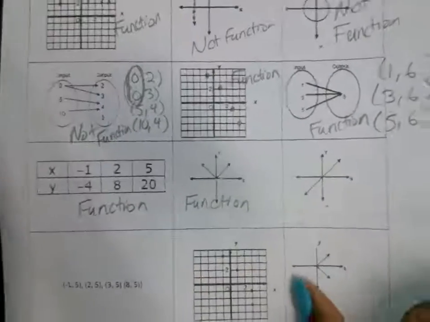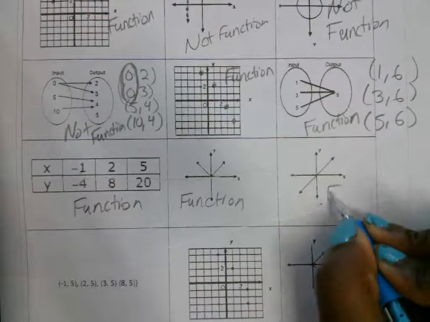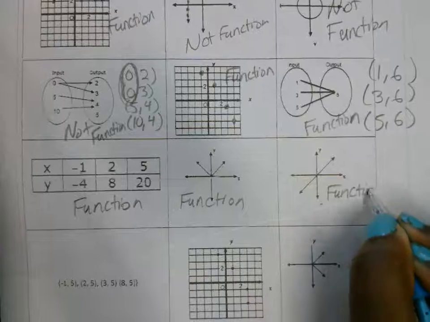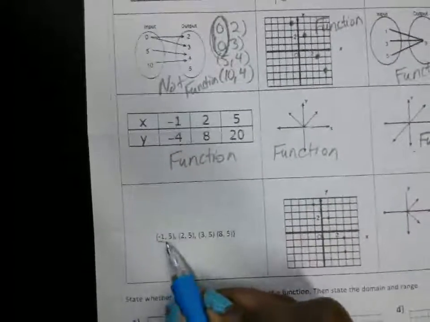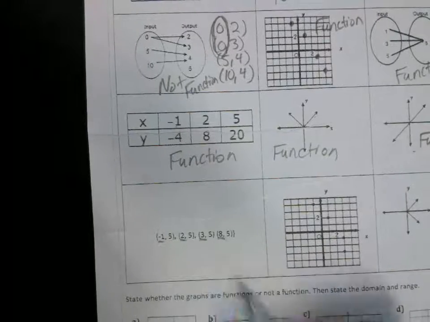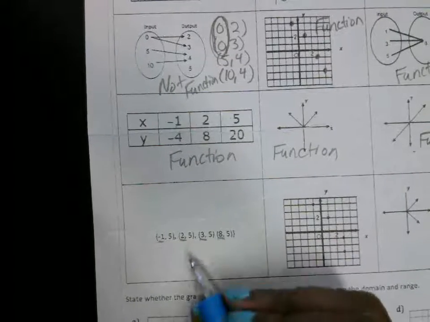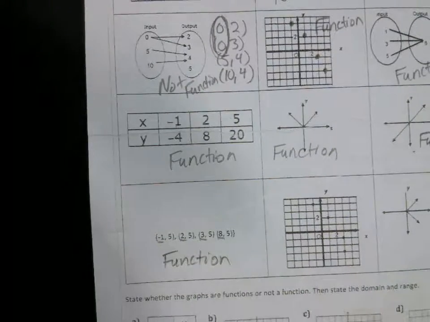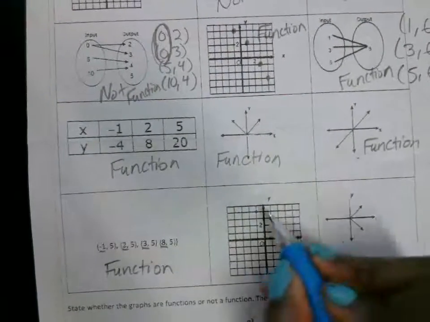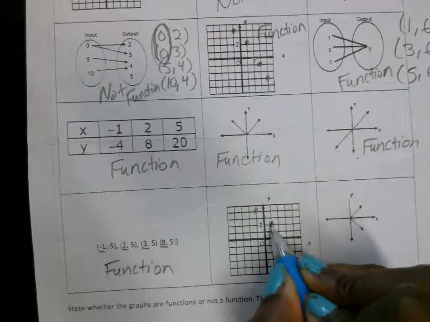This one, function or not a function? Function. This one is a function. The x values are all different. Let's look at these. Only look at the x's. Is this a function or not a function? Function. Yes, all the x values are different. This is a function. I'm going to make these darker so we can see it.